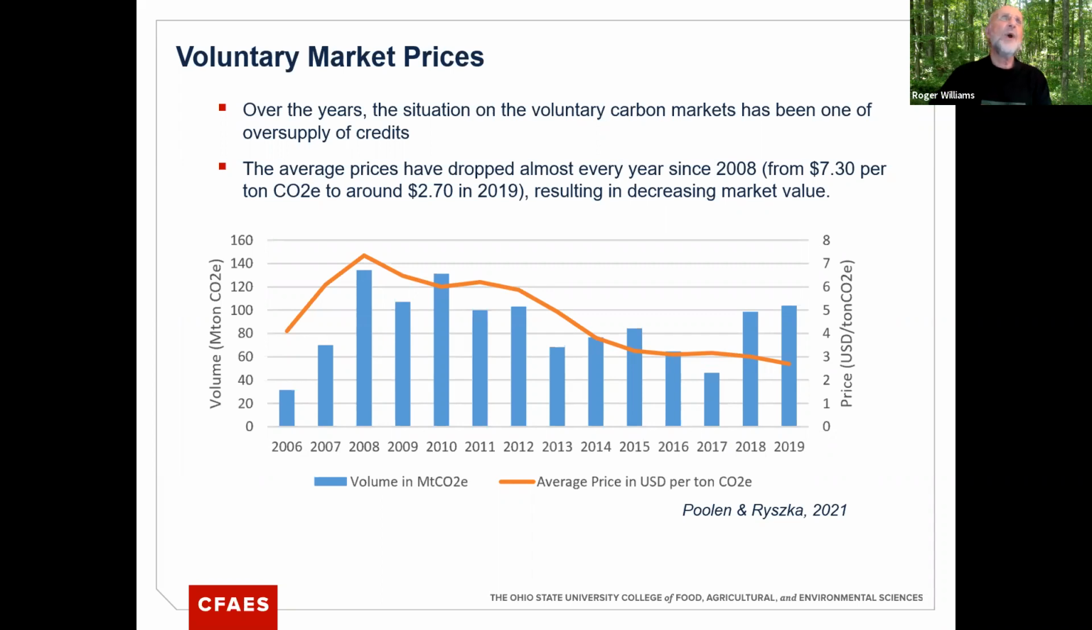So over the years, the situation on the voluntary carbon markets has been one of oversupply of credits. The average prices have dropped almost every year since 2008, from a high in 2008 of $7.30 per ton of CO2 equivalent to around $2.70 a ton in 2018, all right? So it's been somewhat decreasing in market value.